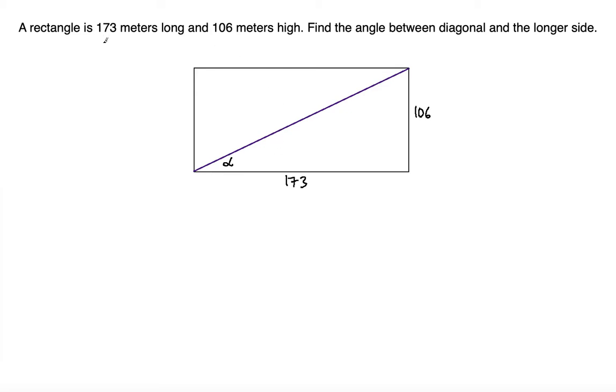And notice that since this is a rectangle, we have a right angle right here, okay? Because all adjacent sides in a rectangle are perpendicular to each other, right? So this must be a right angle.